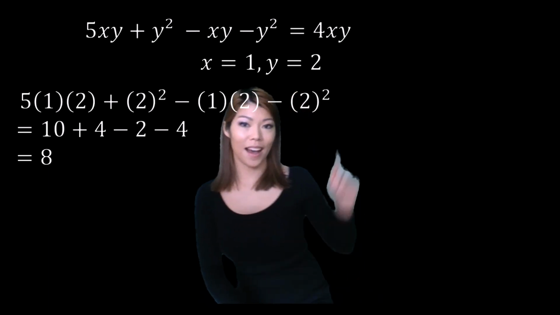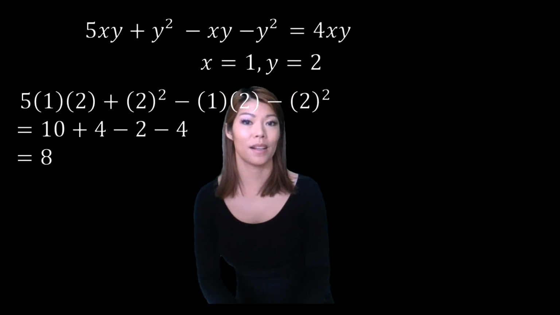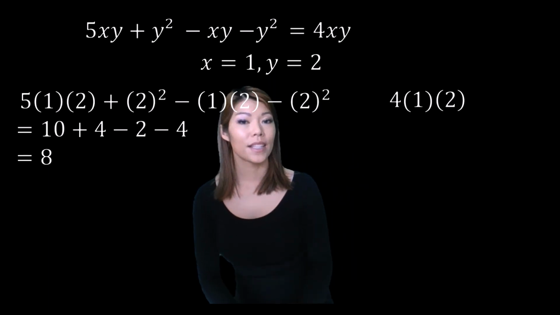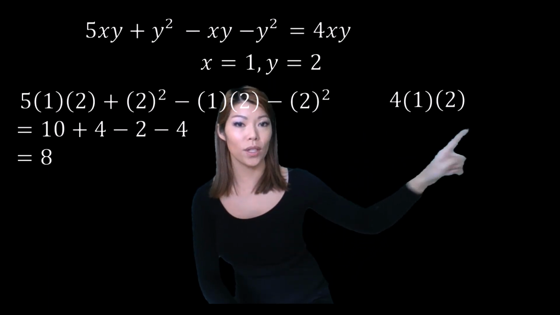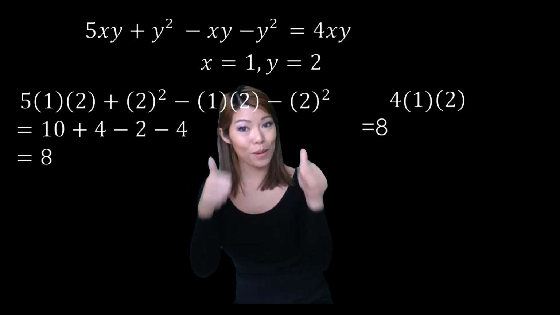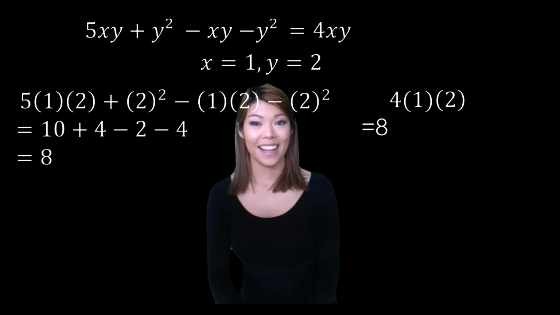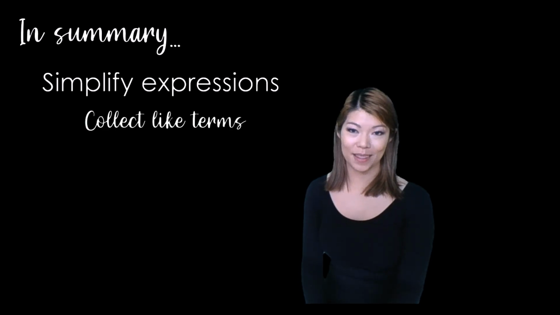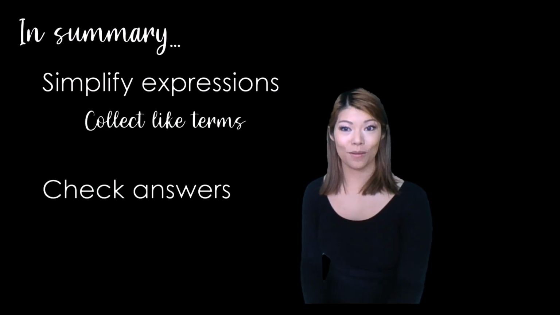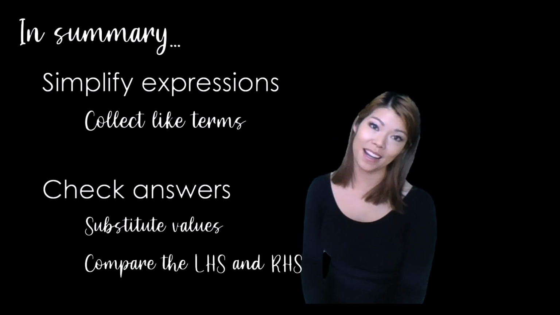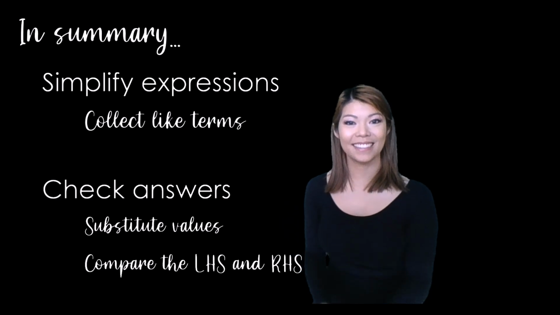Let's do the other side. This side is pretty simple. 4 times xy. So 4 times 1 and 2. So now we have 4 times 1 is 4, times 2 is 8. So left side, right side, they're the same. So we are correct. So in summary, we simplify expressions by collecting like terms. And to check your answers, we substitute values in. And if the left-hand side and the right-hand side are the same, we are correct.